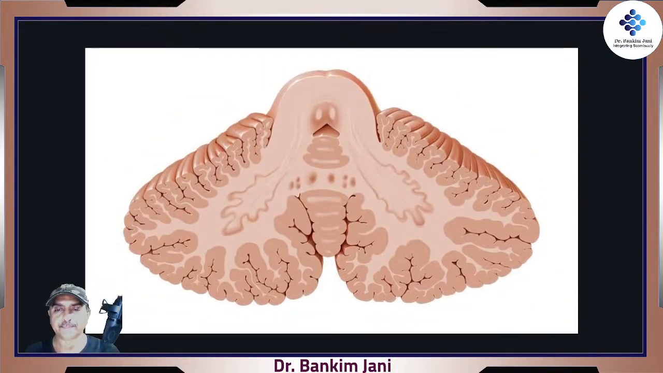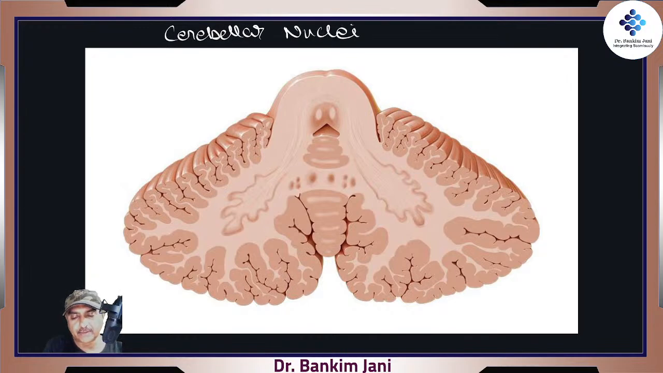Moving on to the very vital component of the cerebellum, and that is called the cerebellar nuclei. Now these nuclei, which ventricle will come over here? Obviously the fourth ventricle, right? Because the third ventricle is very high, here is the fourth ventricle. So this one is the fourth ventricle.